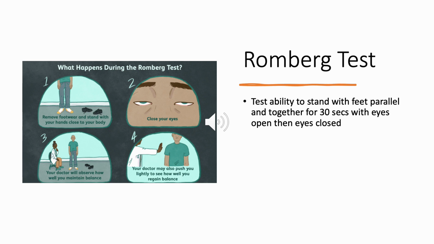How this test is done is you take off your shoes, close your eyes, and your provider will see how well you maintain balance. If you start to sway, that's a positive Romberg test. There are all kinds of variations on it, and you'll do it with your eyes open and then your eyes closed.